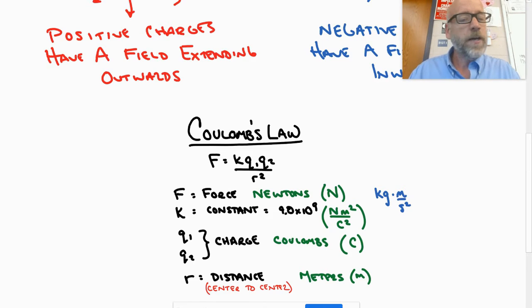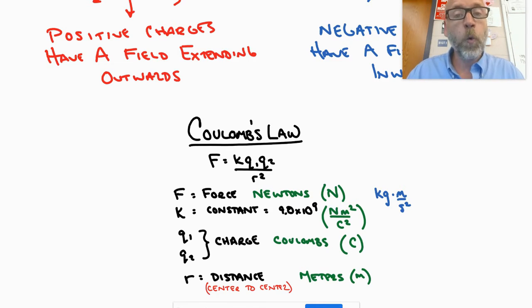Good. Now, K is a constant. It's the Coulomb's law constant. It's equal to 9 times 10 to the 9th. Units for that are newton meter squared per coulomb squared. That's a capital C. And that actually can be rewritten as another constant, which we'll get into again later on this year. Q1 and Q2 represent the charges involved.